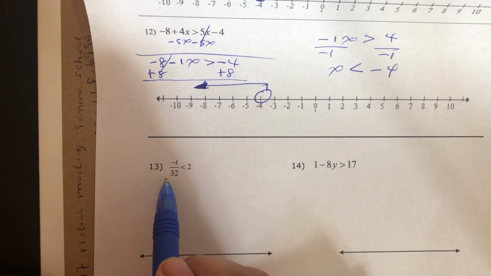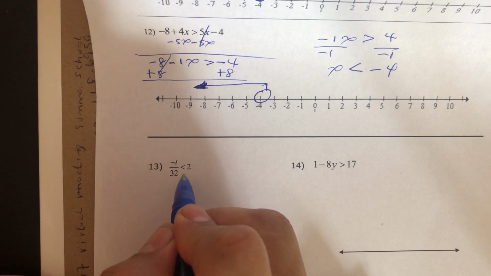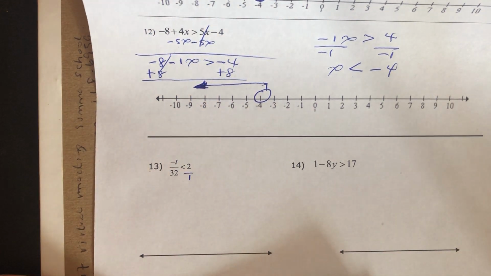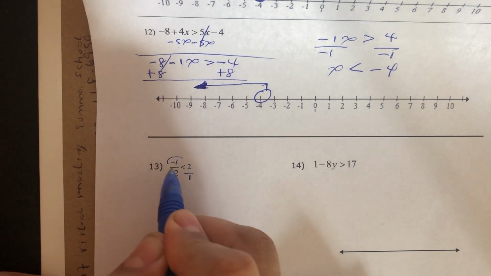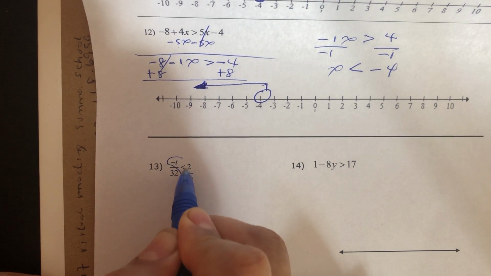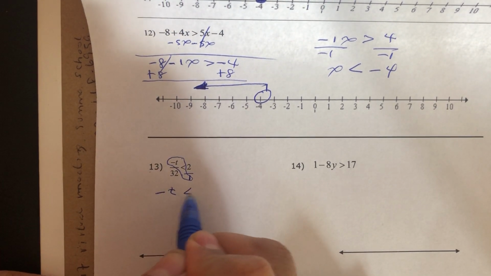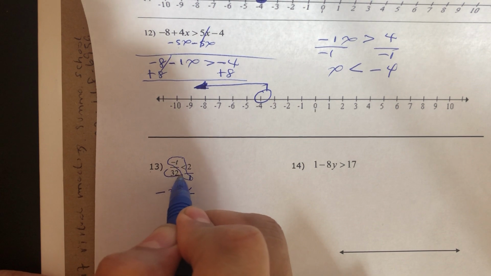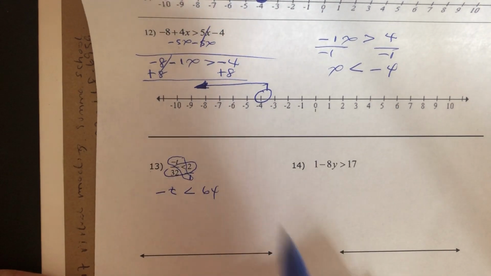Look, this is what I'm talking about before. You're dividing negative t over 32. So if you put 1 on here, you're going to form a proportion. That's what we want to learn soon, I think Thursday. So when you do that, you just cross multiply. So you multiply negative t times 1, and you're going to have negative t less than, if you multiply these 2 right here, 32 times 2, you're going to get positive 64.